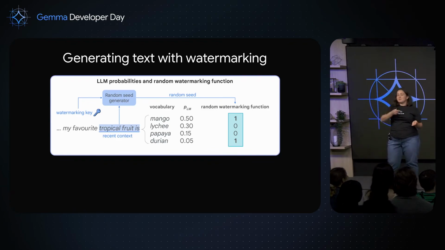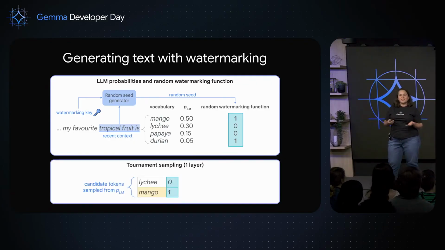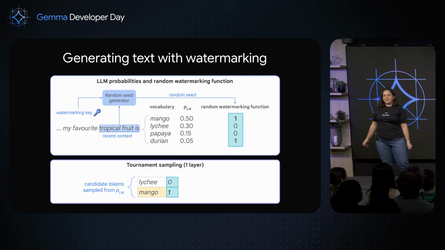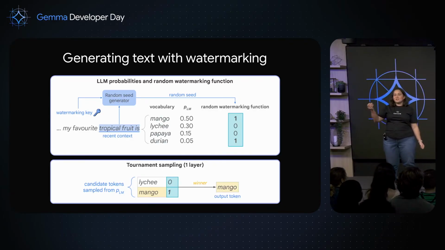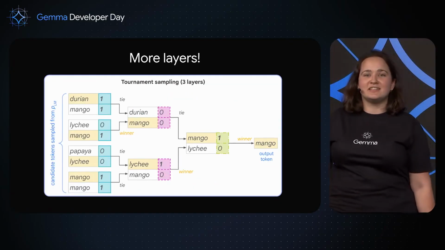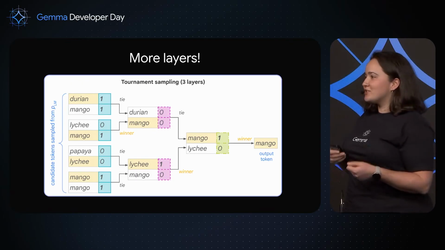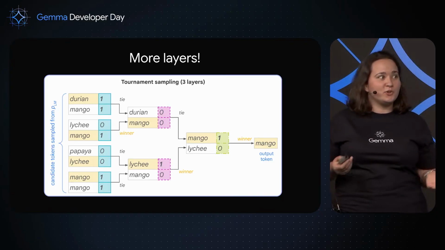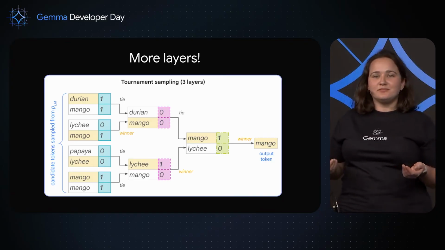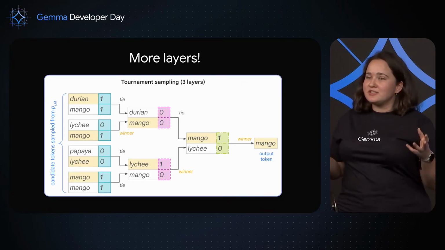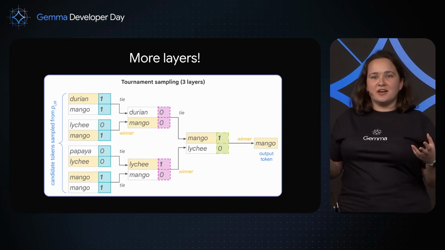Now, instead of sampling just 1 token from the model's distribution, we sample 2, and we have a tournament. We look at the watermark values of these 2 tokens, and we pick the one with the higher value. In practice, we have multiple tournament layers on top of each other, because that increases the robustness of the watermarking method. Because the model prioritizes n-grams with watermark value 1, we modify the distribution slightly to prefer these n-grams.